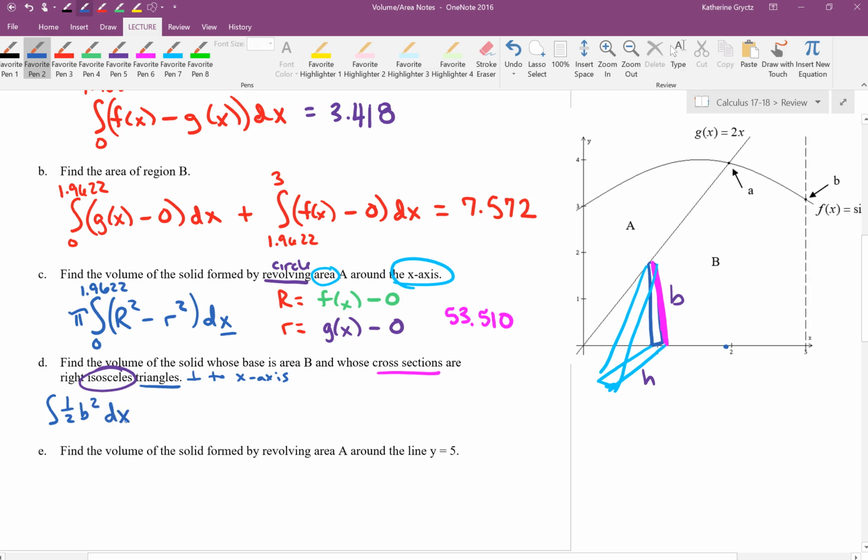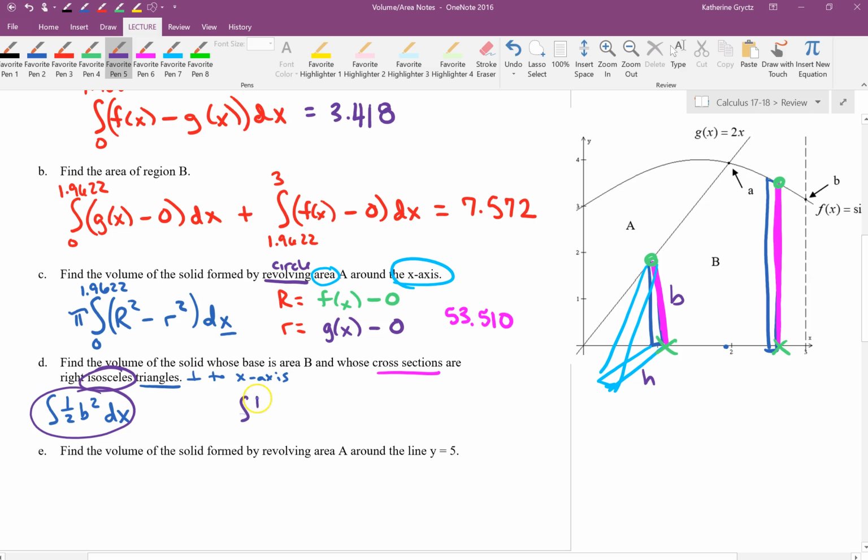Okay, so the problem with this though is when we look at our base, if we drew our triangle over to the left side of area B, we would have a different base than if we drew it over the right side, because once again we're doing top minus bottom. Even though the bottom is the same in both of these, the top is different. The top on the left side is g of x and the top on the right side is f of x. So we're going to have to split it just like we did in part B. Okay, so we're going to go ahead and do this general formula, but we're going to do it in two different integrals because our top changes.